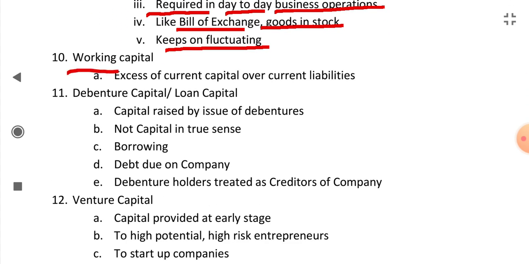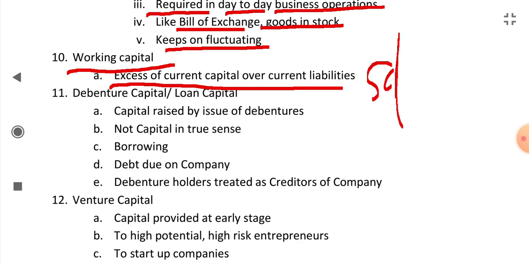Now what is working capital? The excess of current assets over current liabilities. Suppose the current assets are 500 rupees and the current liabilities are 400 rupees, then the working capital will be 100 rupees.